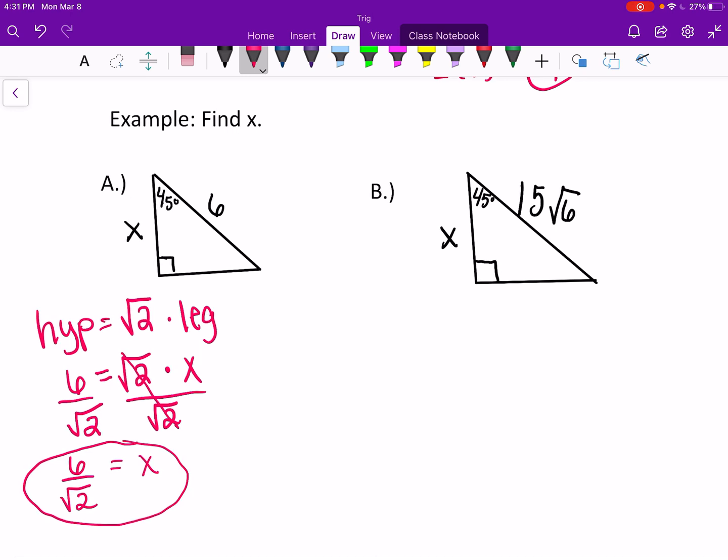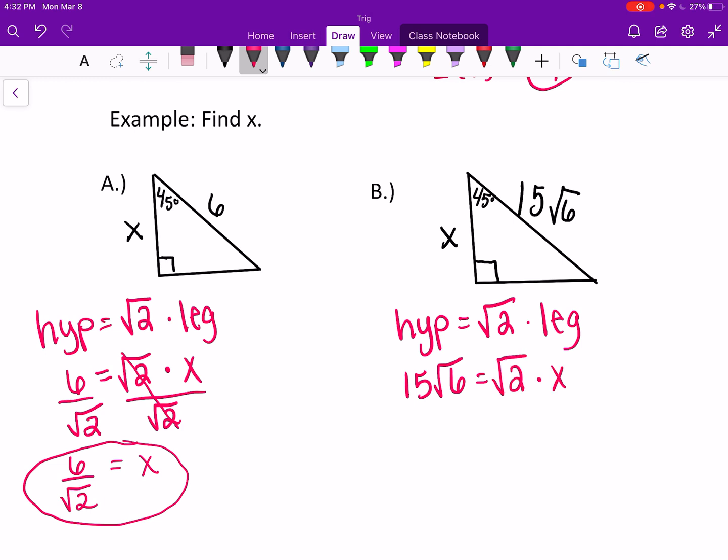Example B, same thing. We want to find x, and x is our leg. So our formula is hypotenuse equals the square root of 2 times the length of a leg. Our hypotenuse in example B is 15 times the square root of 6, which equals the square root of 2 times x, because x is our leg. Again, to get x by itself, or solve for x, we need to divide both sides by the square root of 2.